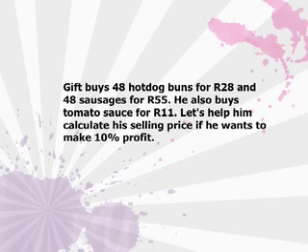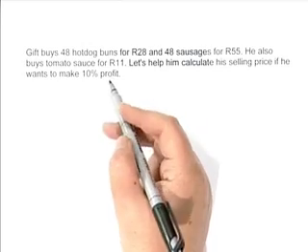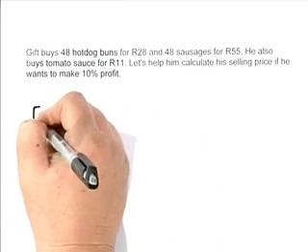Now let's go to a second example. We're going to meet a young man called Gift. Gift also sells hot dogs. This is the problem Gift is going to solve. Gift buys 48 hot dog buns. He's going to sell more hot dogs than our friend Mpo. He pays 28 Rand for the buns. He pays 55 Rand for the sausages. And he also buys tomato sauce for 11 Rand. So what's his selling price if he also wants to make 10% profit? We need to start with his expenses.